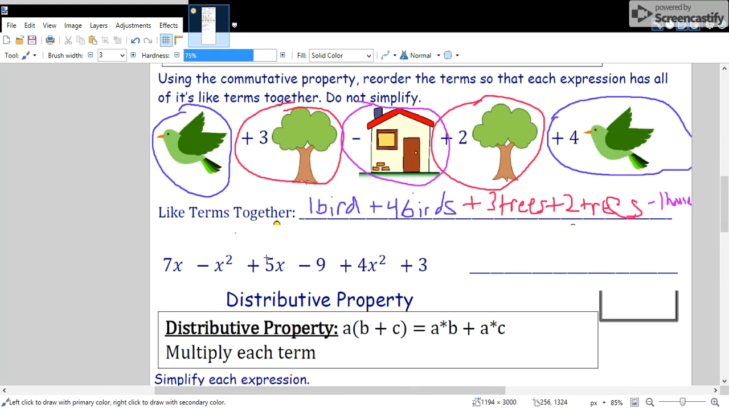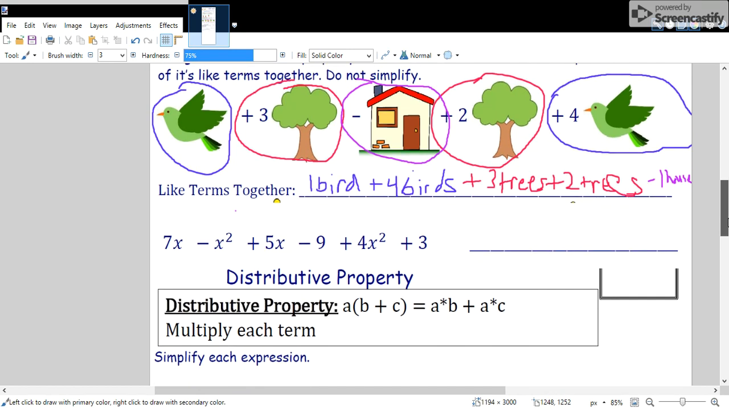Okay, let's look at an example with letters instead of pictures on the next page. Find the expression that says 7x minus x squared plus 5x minus 9 plus 4x squared plus 3. Alright, first you want to circle all the x squareds. Only x squareds, not x's, because x squareds are different than x's. So after you've circled them, let's combine them. 4x squared minus 1x squared is 3x squared.